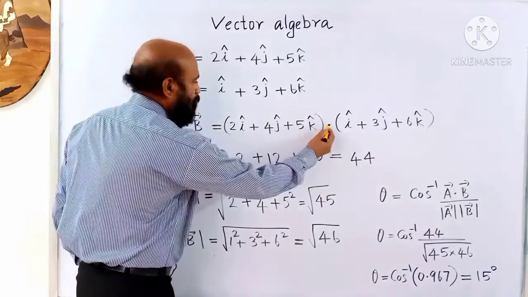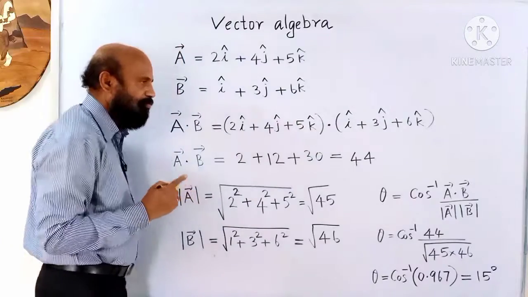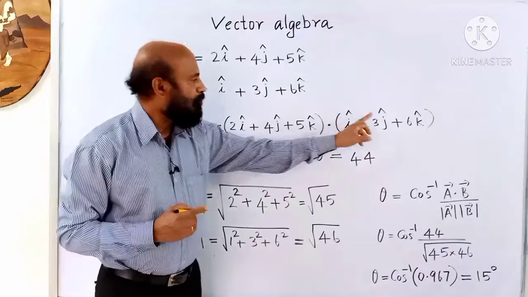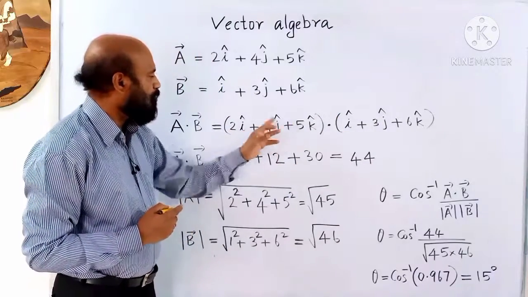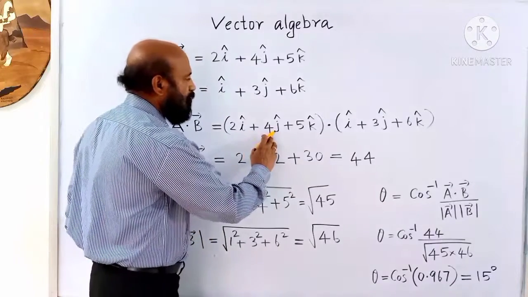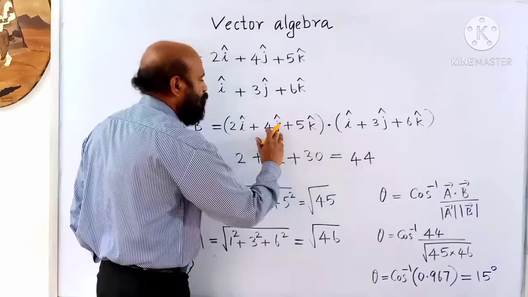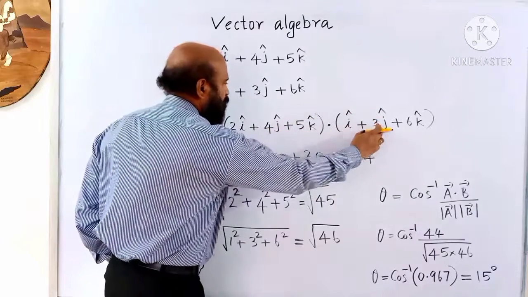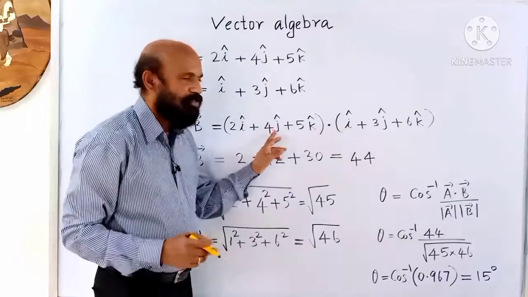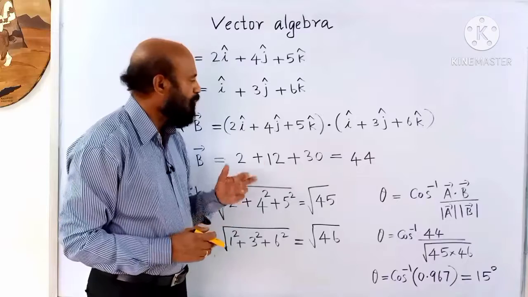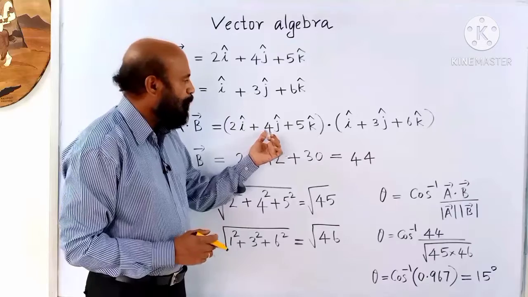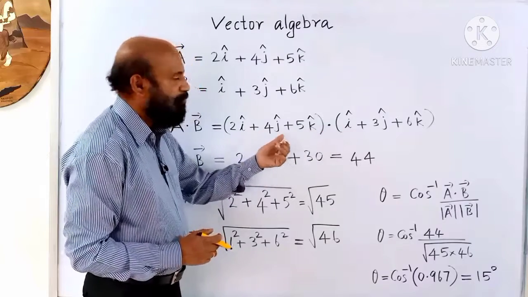When you take a dot product, I dot I is 1. 2 into 1, 2. But I dot j will be 0. Then I dot k also will be 0. Next, this with this. j dot j is 1. 4 into 3, 12. This with this will be 0 because the j dot I is 0, because angle between I vector and j vector is 90. When vectors are perpendicular, dot product will be 0.